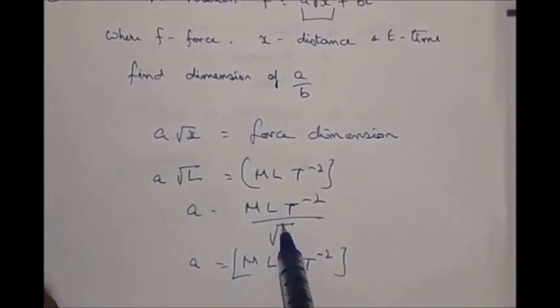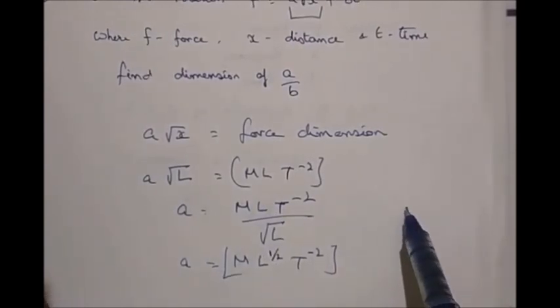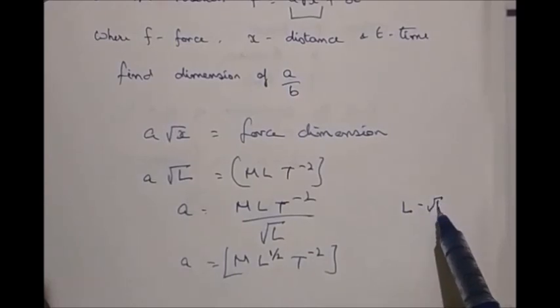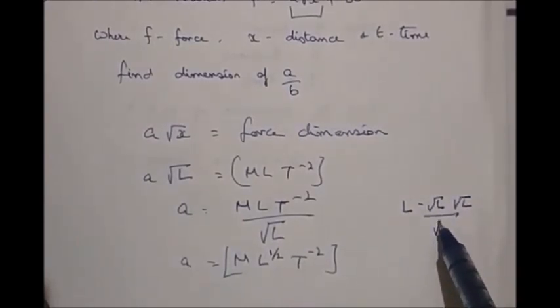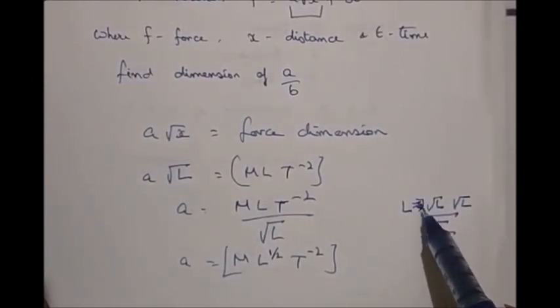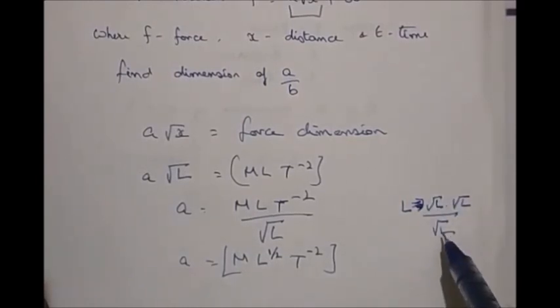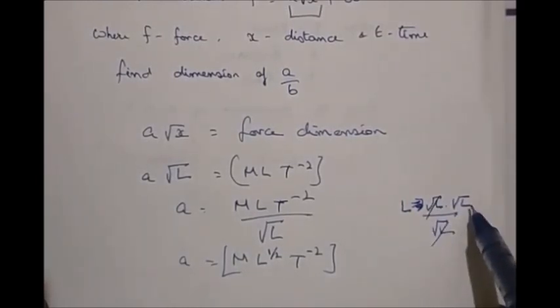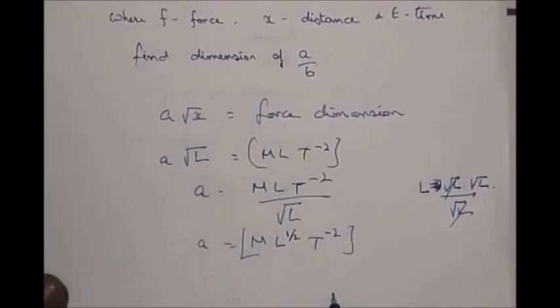Now how did I do this? Here you get under root L. L can be divided into under root L times under root L, so we split this L into two parts, under root L into under root L. One of them gets cancelled out, so you get only under root L on top. So that has become half here.